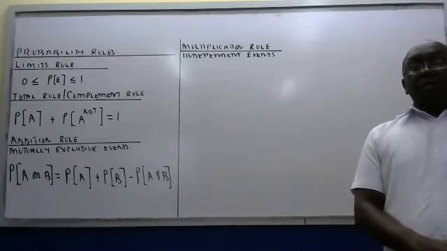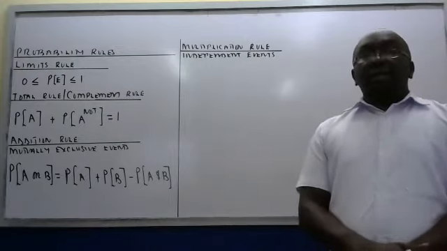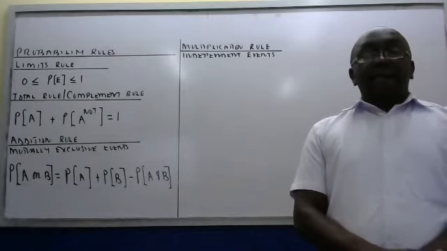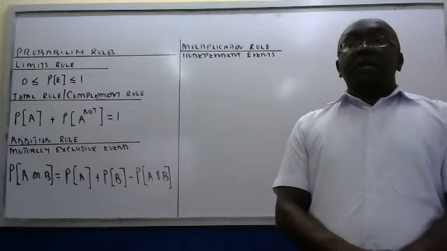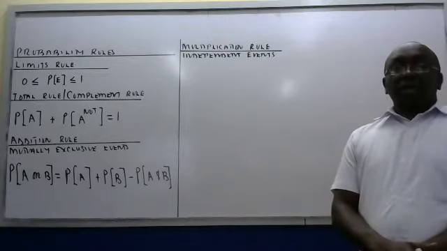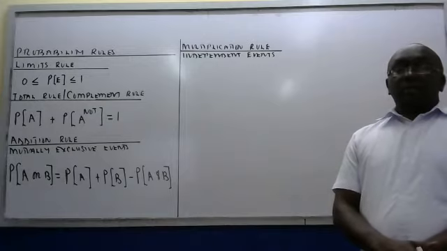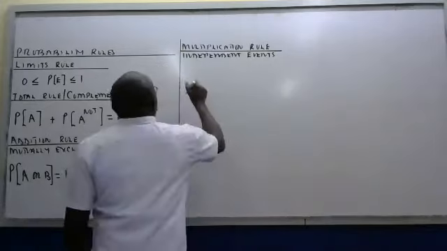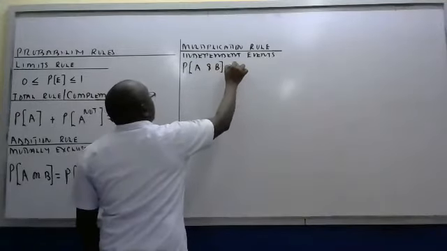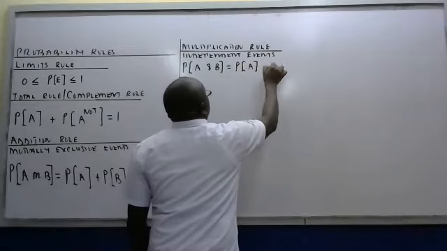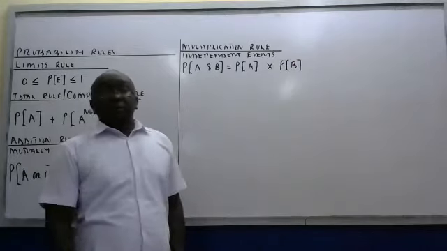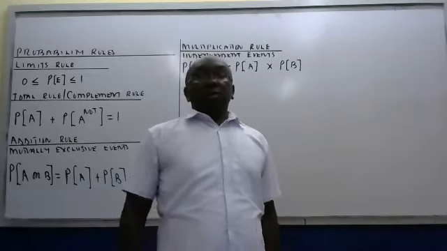Stop. They represent intersection of sets, described by the word "and": A and B. It is stated as: probability of A and B is probability of A times probability of B.